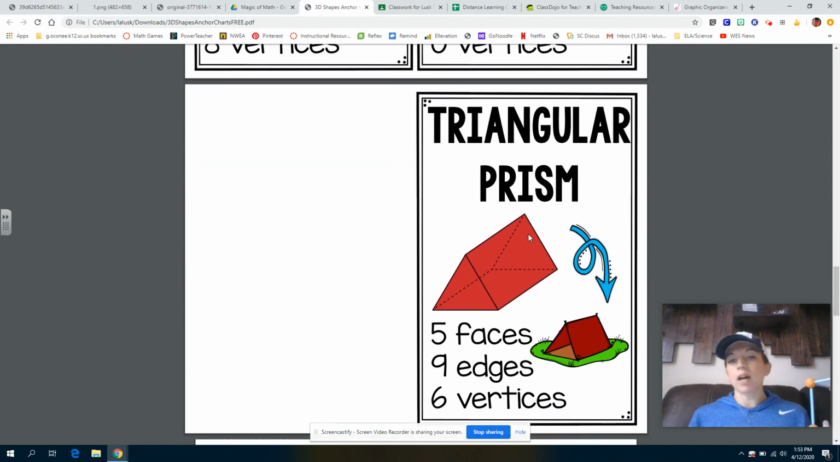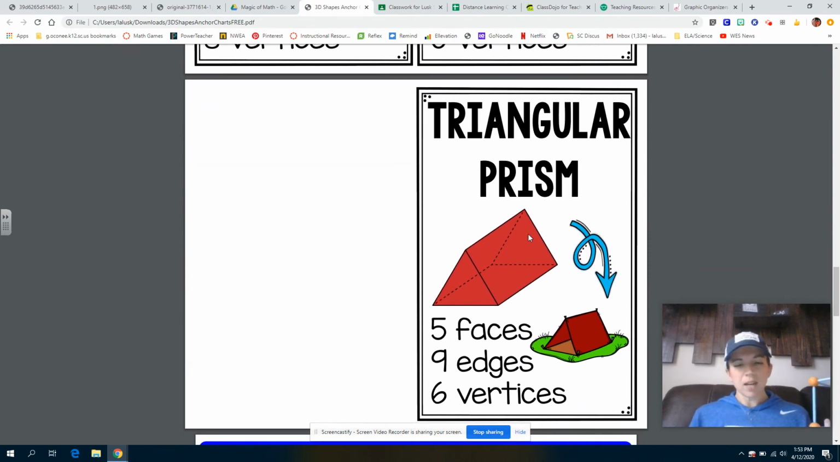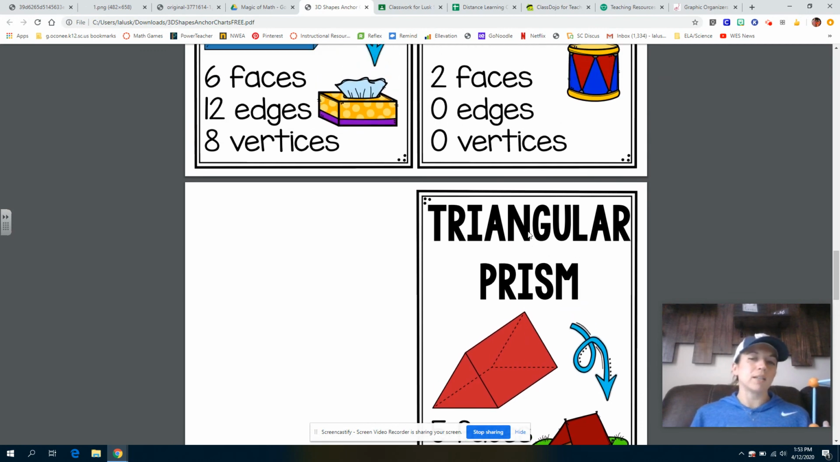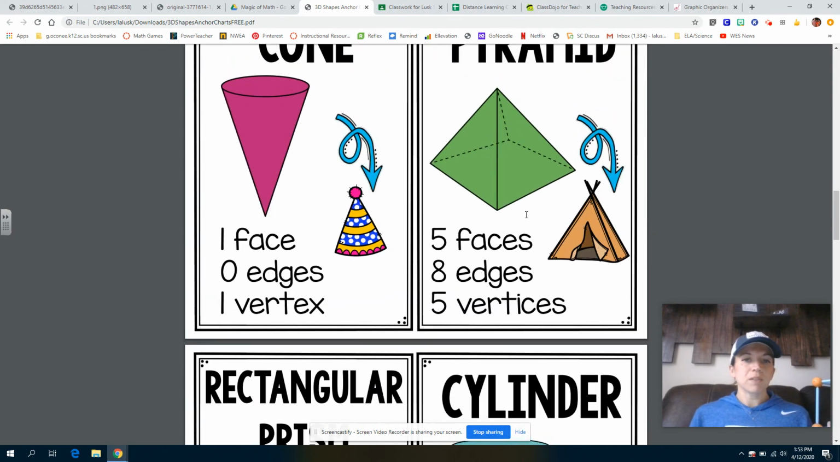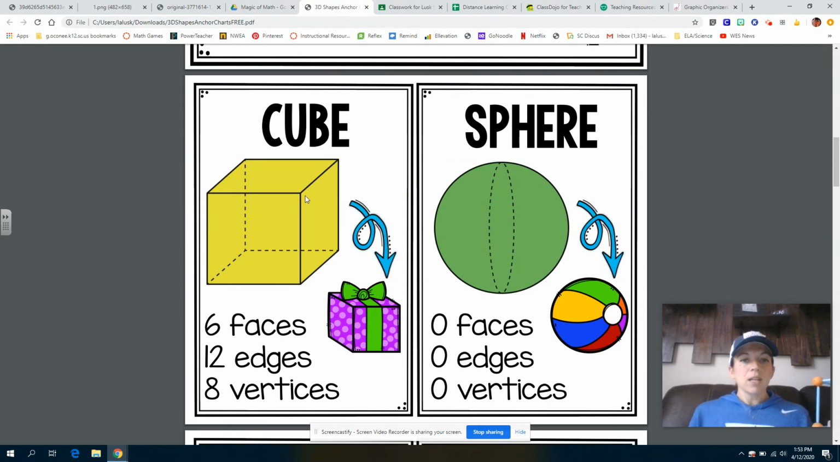Oh, and you can also have a triangular prism. That one we don't use quite as much. So let me go back to the cube. This is the one you've got to know for second grade. And this is the cube. I made one out of my little shapes.